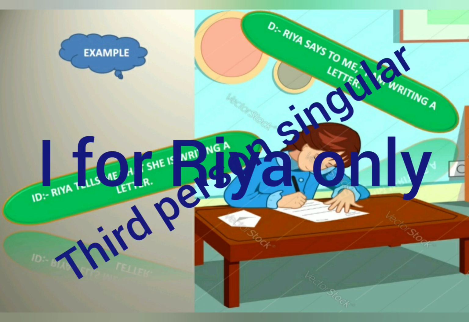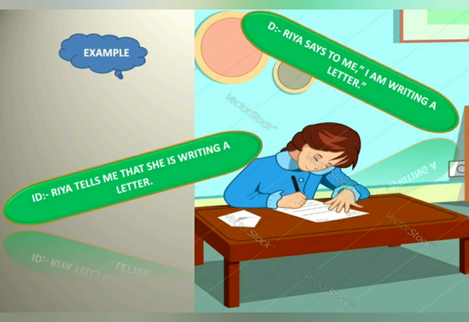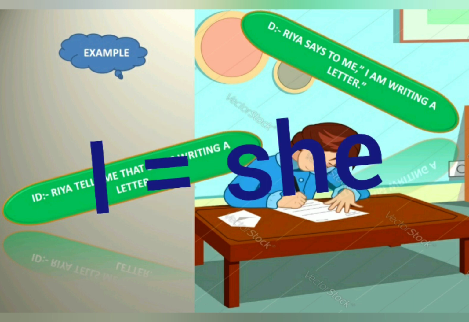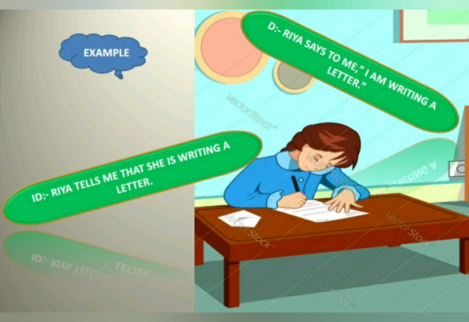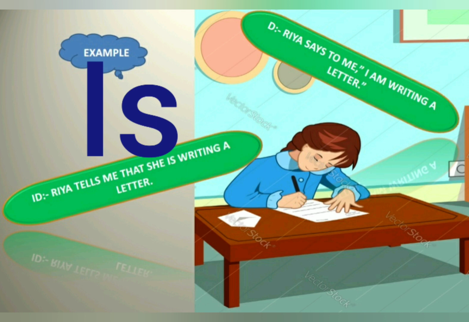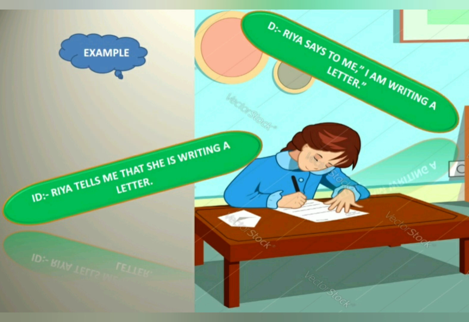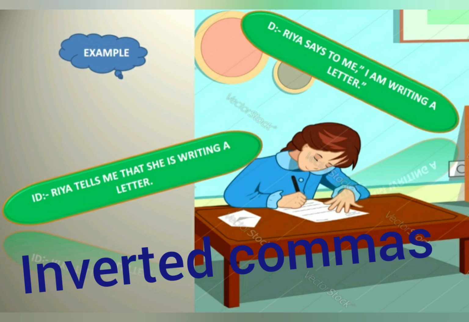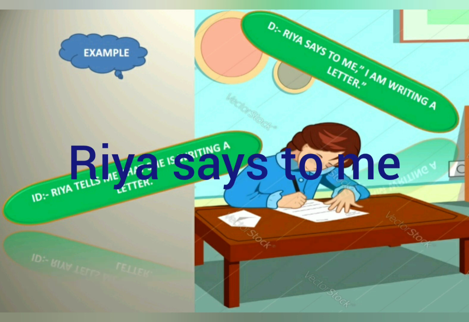And because Riya is third person singular and she is a girl, which pronoun will we use for Riya in indirect speech? She. Yes, she. That's why I will be converted into she. And because for representing present tense, we cannot use am with she, we have used is with she. And while converting from direct to indirect speech, we have omitted the comma, the inverted commas, and also to, which tells the connection of Riya to me. Riya says to me.